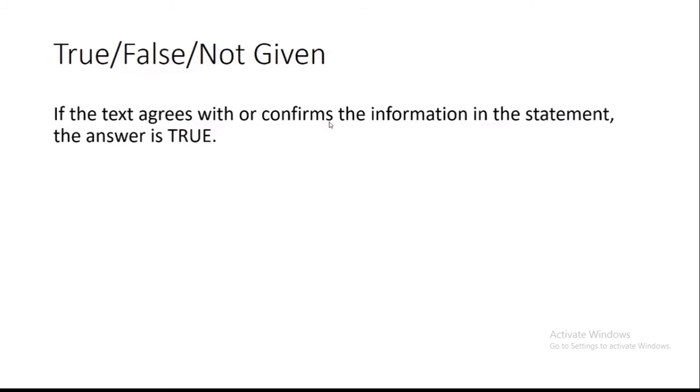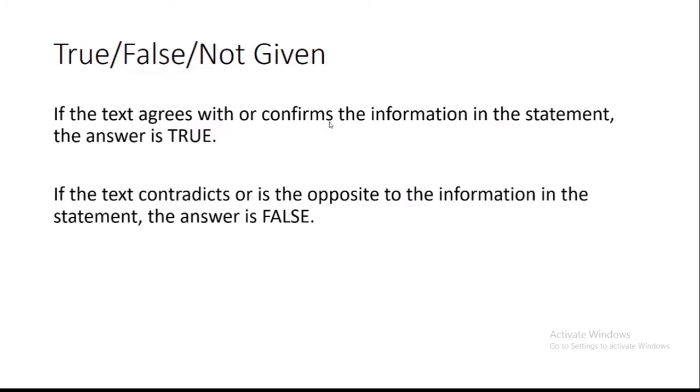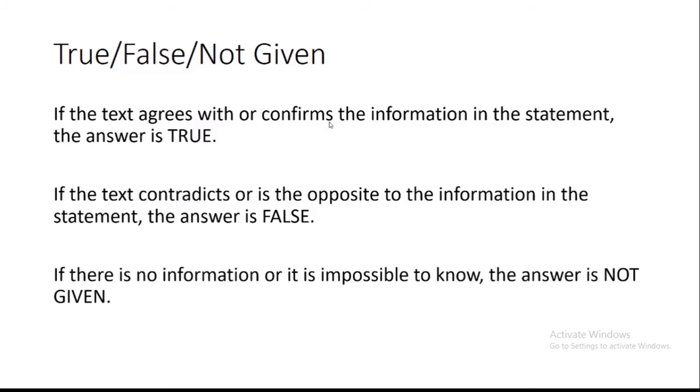If the text agrees with or confirms the information in the statement, the answer is true. If the text contradicts or is the opposite of the information in the statement, the answer is false. If there is no information or it is impossible to know, the answer is not given. Do not overcomplicate this. The number one thing that students do is overcomplicate this and stress about it. Just take it the way it is.